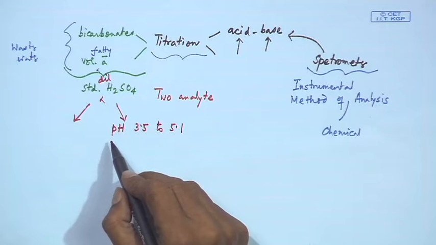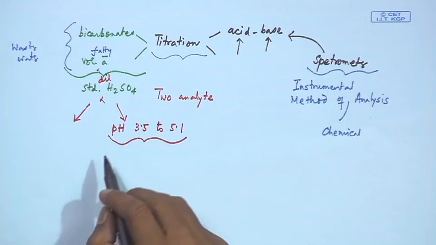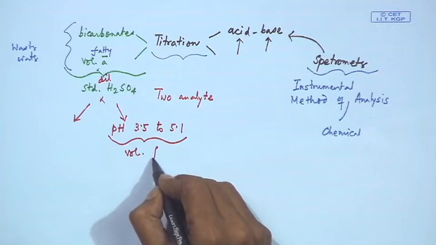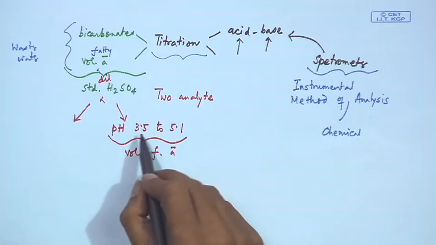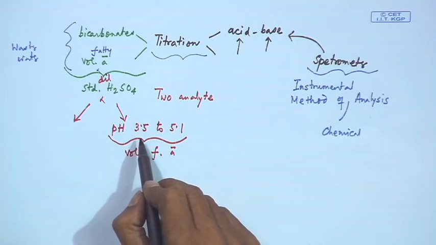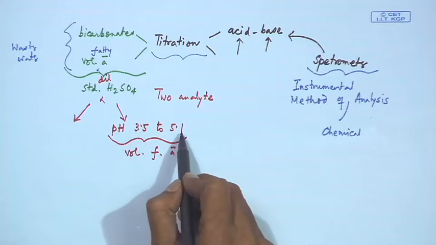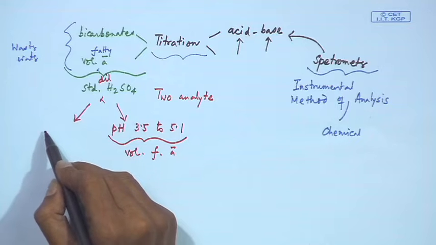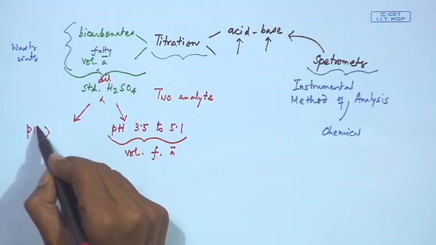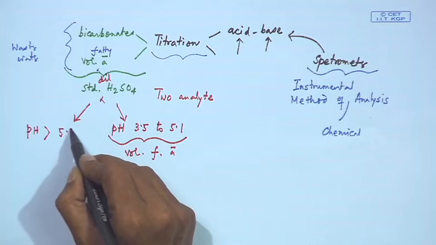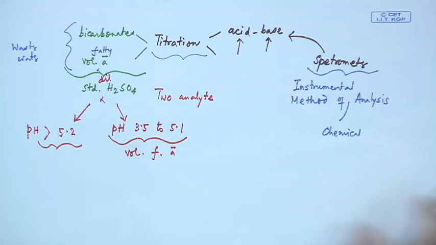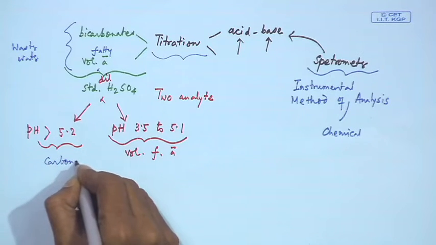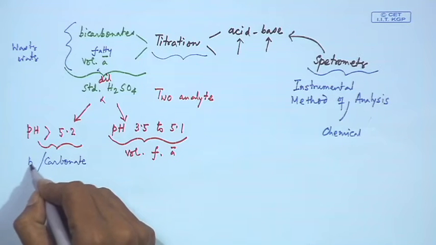So, in this particular case, if we go for the titration, this will definitely determine the volume of fatty acids. The fatty acid neutralization can give rise to the corresponding endpoint at a pH value of 3.5 to 5.1. In another case, the pH of the neutralization point can be above 5.2, which can be for the amount of carbonate present, carbonate as well as bicarbonate.